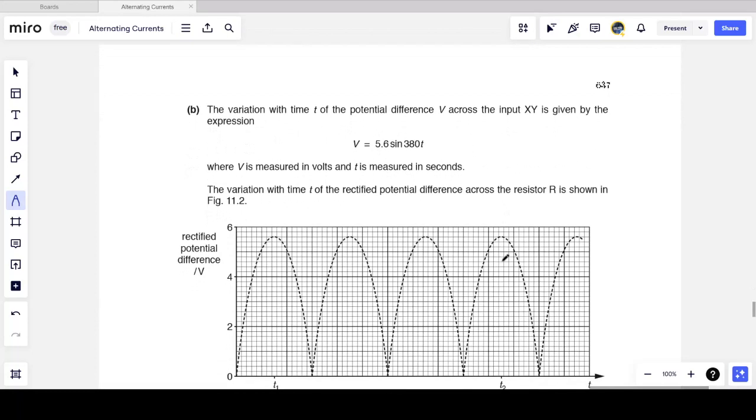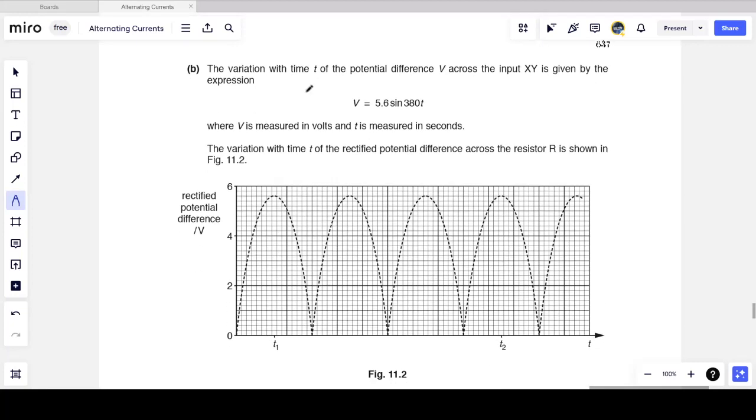Now part B says the variation with time t of the potential difference V across the input XY is given by V equal to 5.6 sine 380t. And we immediately know this is V equal to V naught sine omega t. V is measured in volts and t is measured in seconds. Now the variation with time t of the rectified potential difference across the resistor is shown in figure 11.2.